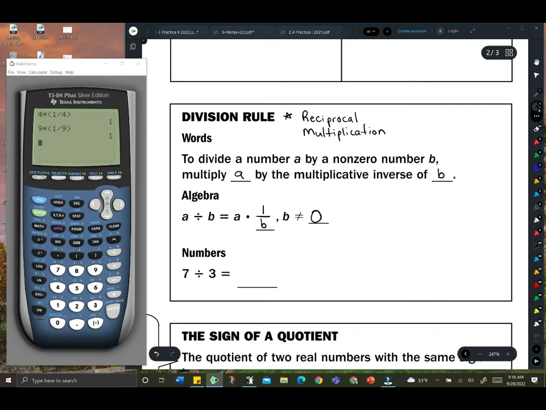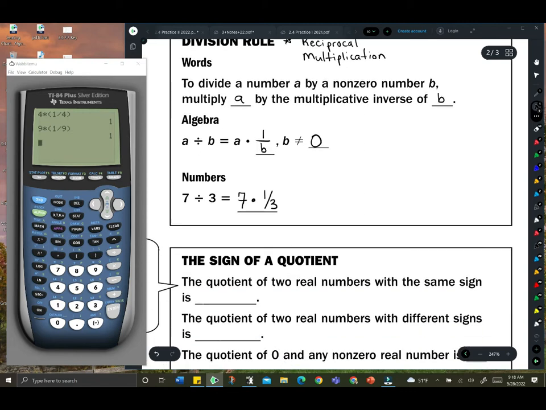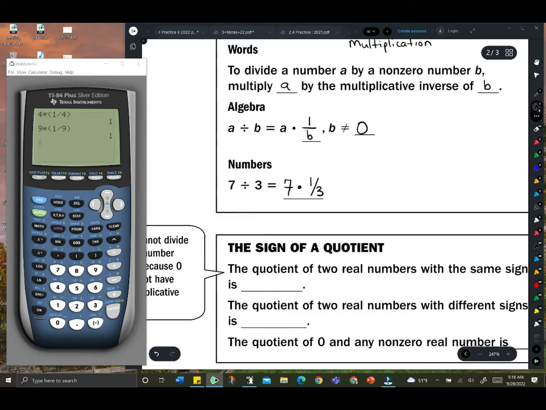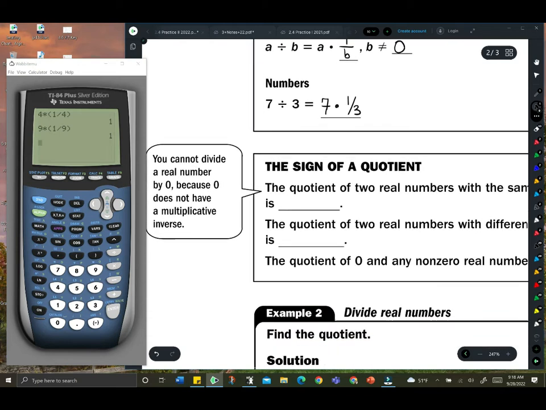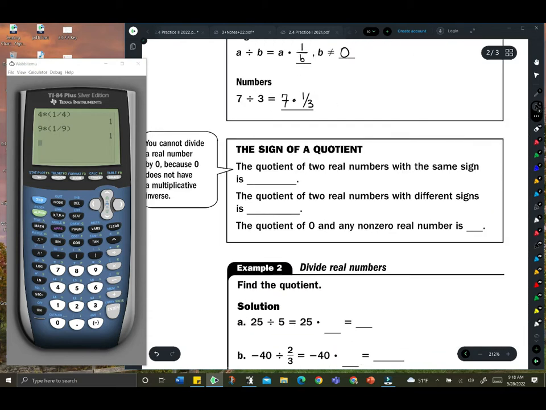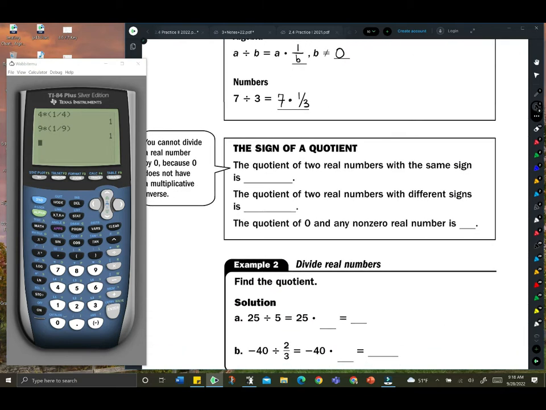So 7 divided by 3 is really 7 times 1/3. Okay, that is the relationship. And students struggle with that idea, but it is important when solving equations. Now, you can't divide by 0, so the sign of a quotient: the quotient of two real numbers with the same sign is positive.